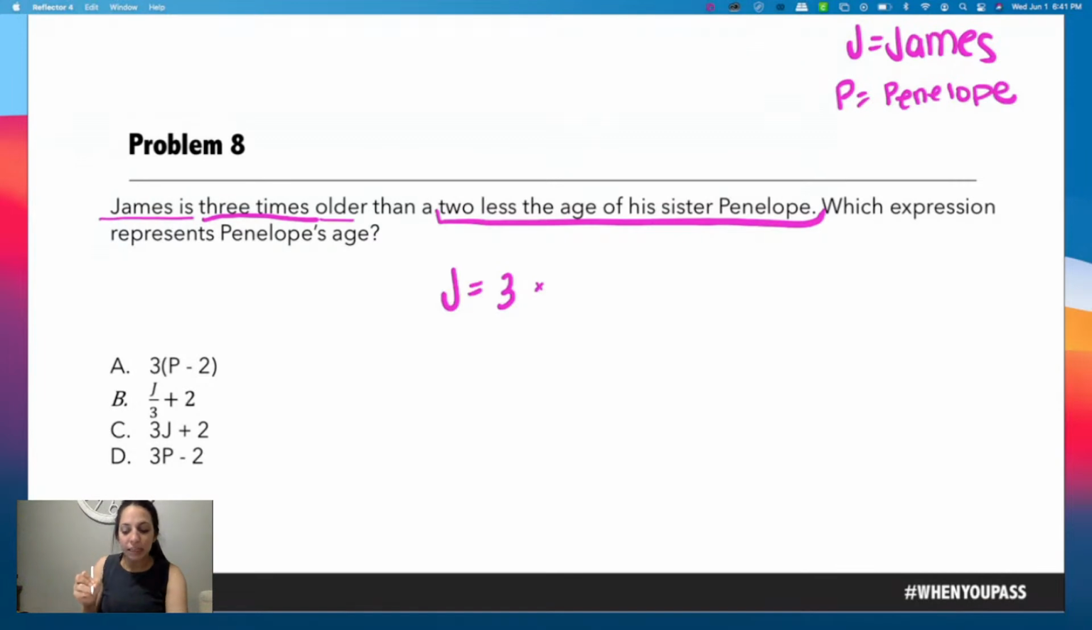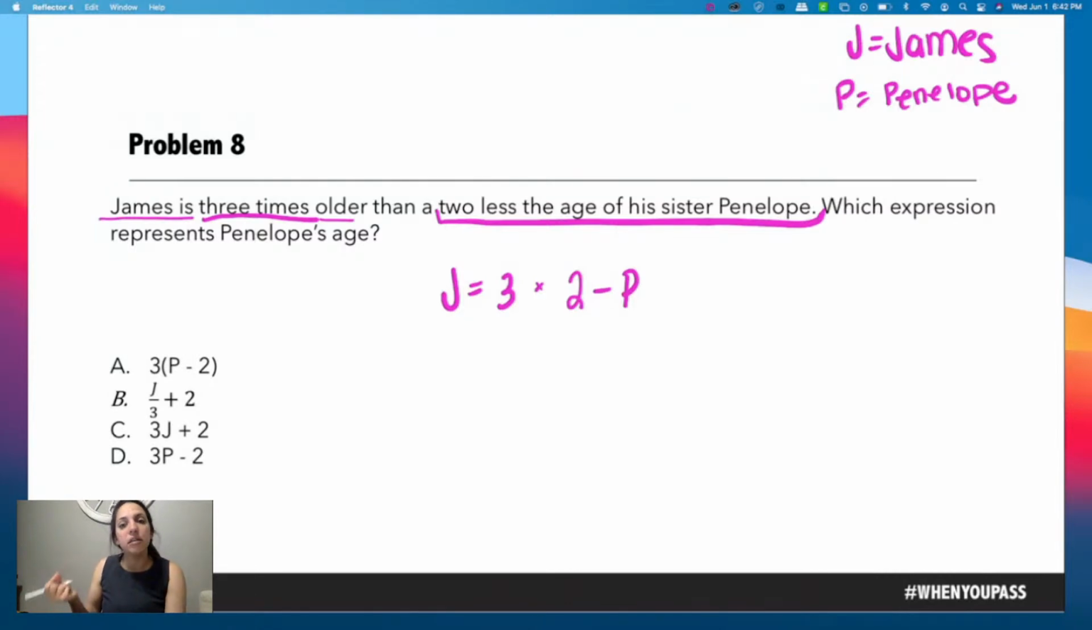James is 3 times older than 2 less the age of his sister Penelope. So 3 times older than that entire section. Understanding how to translate these equations is really important. So James is 3 times older than what? 2 less the age of his sister Penelope. Do not get tricked by doing 2 less than Penelope.